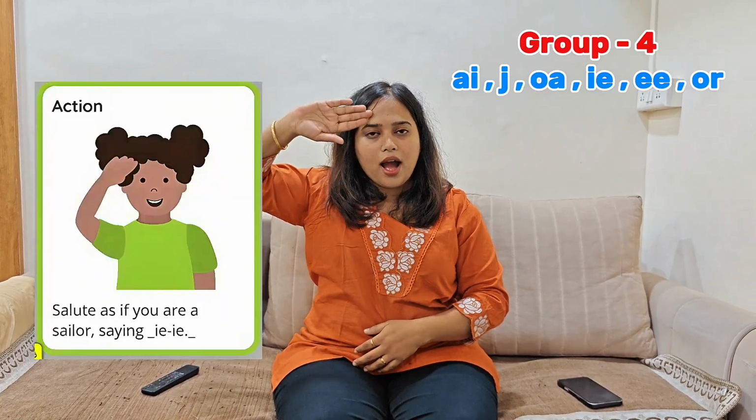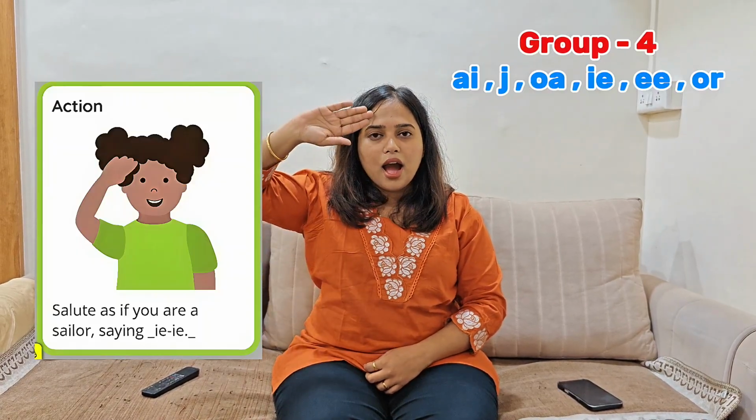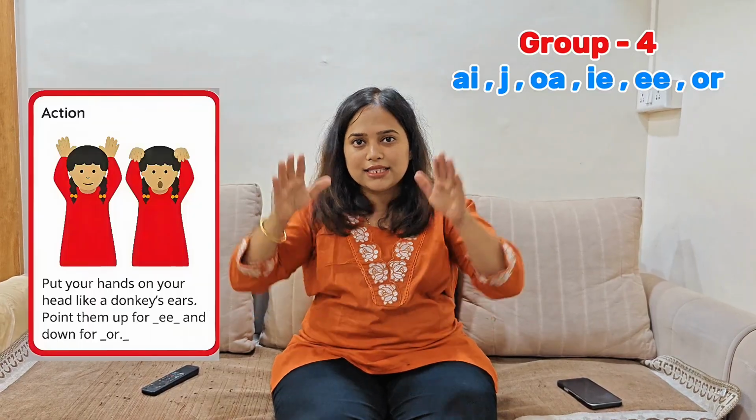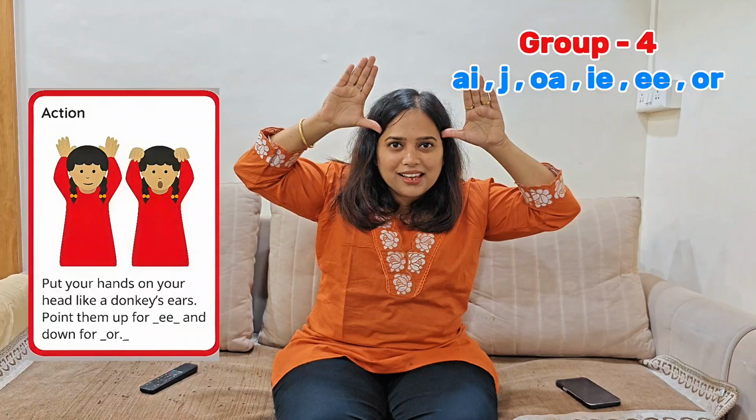The next letter is I and E. I and E makes again one sound. This is also called as digraph, and the action is I, I, I. The next letter is the letter EE. Again EE makes one sound. This is also called as digraph, and the action is E, E, E.